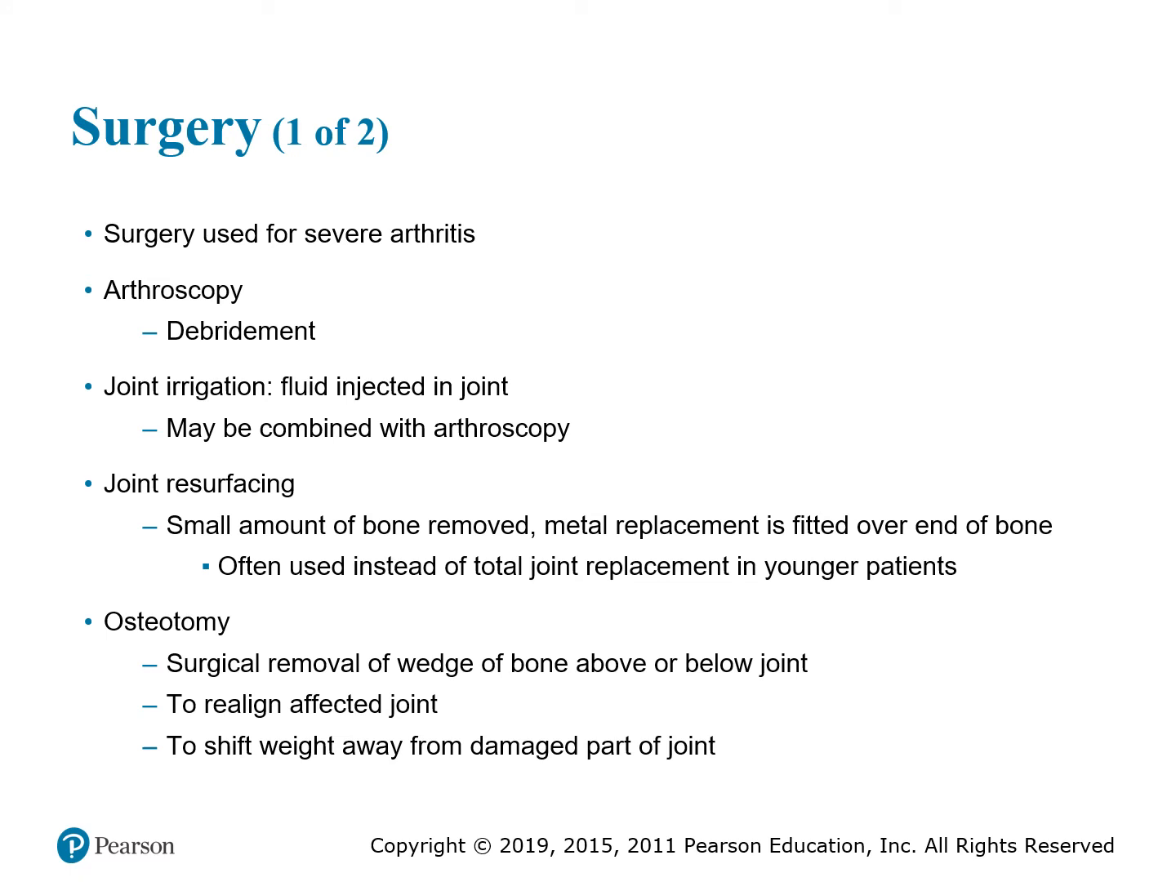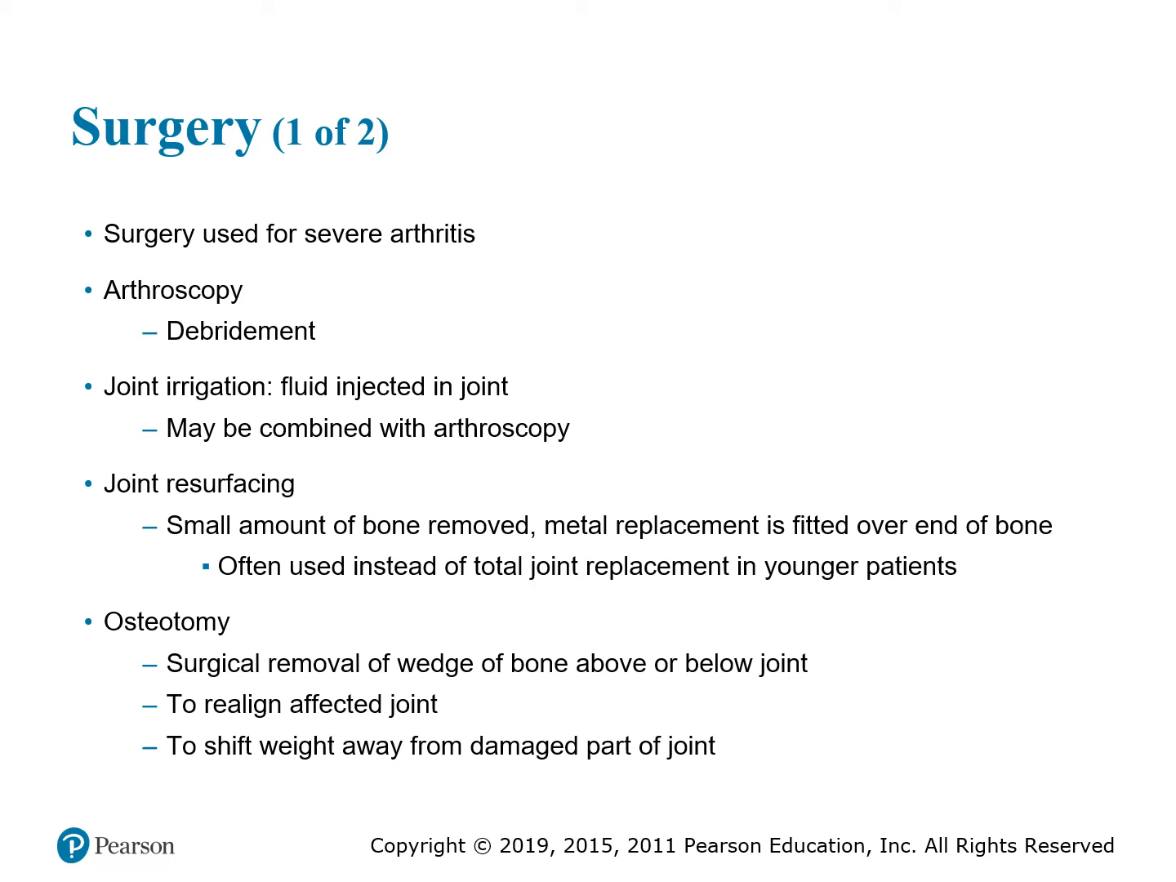These are different types of surgeries that you can go through. These are listed on page 949 for you. And so the different surgeries is arthroscopy, and this is debridement. So they go in and kind of clean out the area that's affected. Joint irrigation, and you may see this with arthroscopy as well, and they'll put fluid in to help flush out whatever's in there.